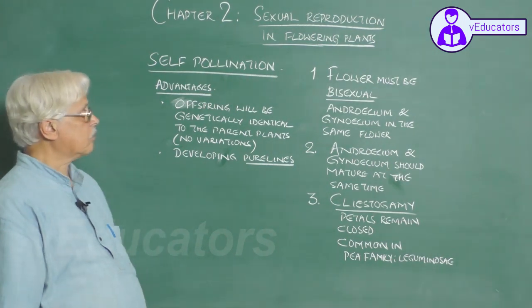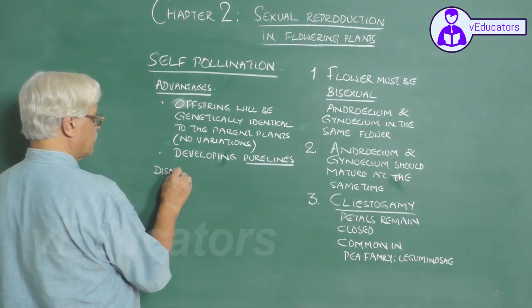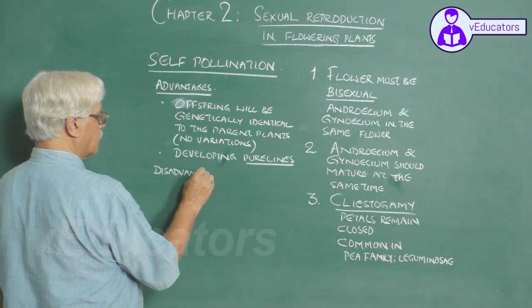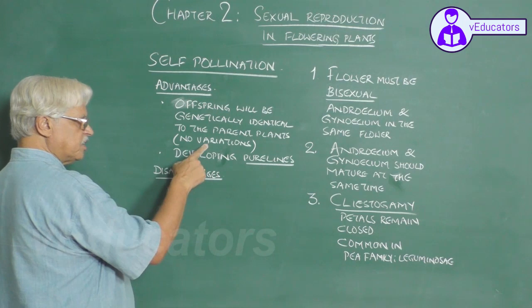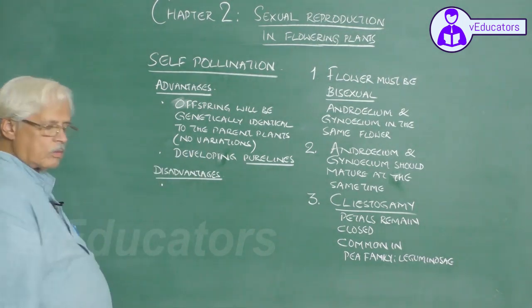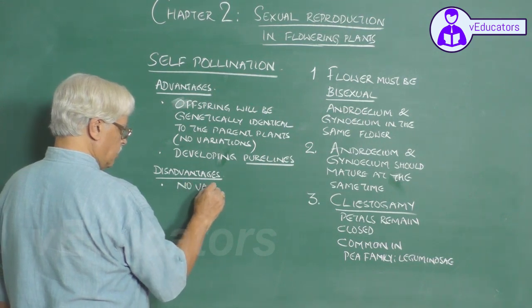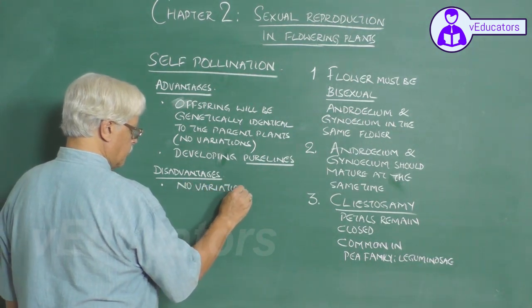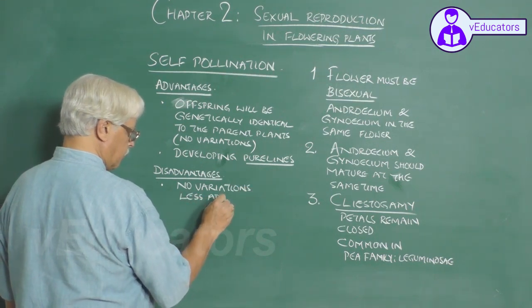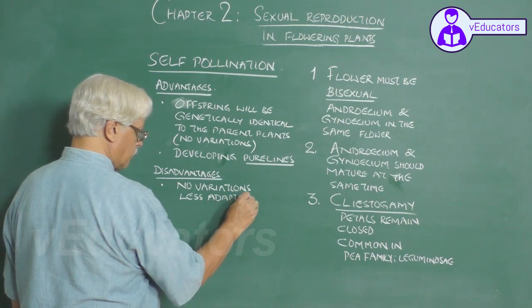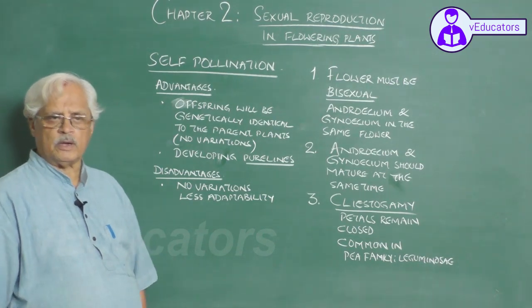But self-pollination has some disadvantages. The greatest disadvantage what we have seen is that there are no variations, therefore adaptability is less. Adaptability is less.